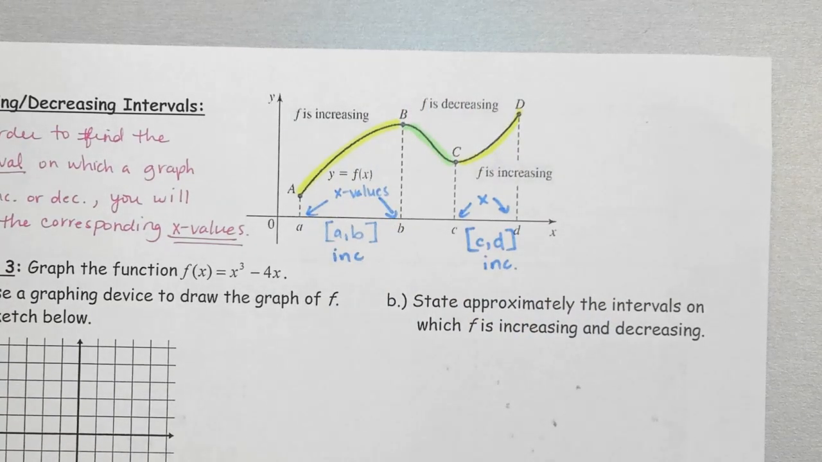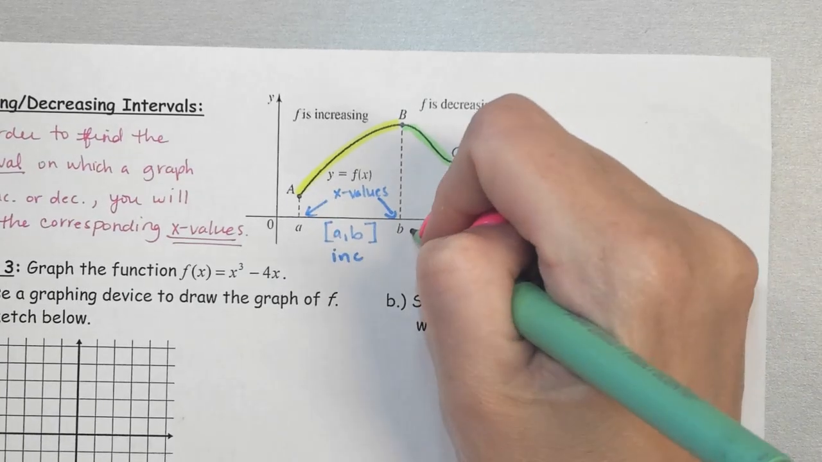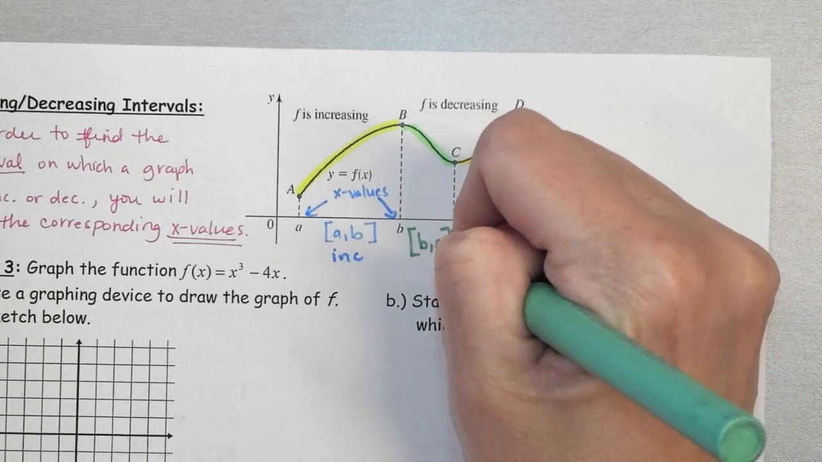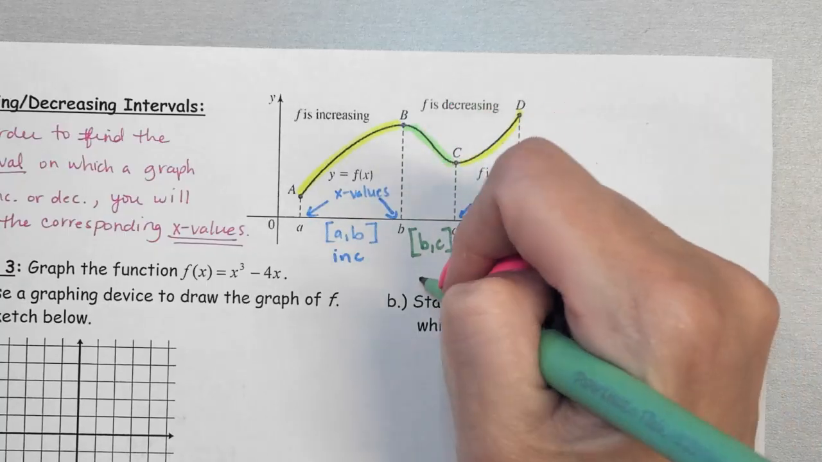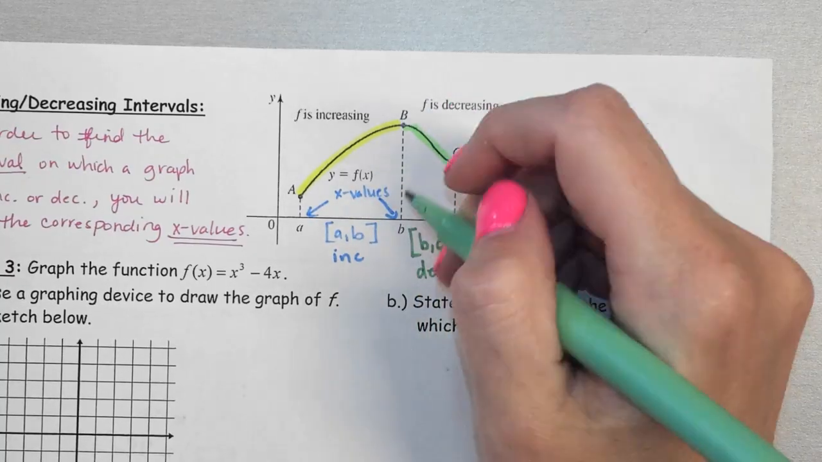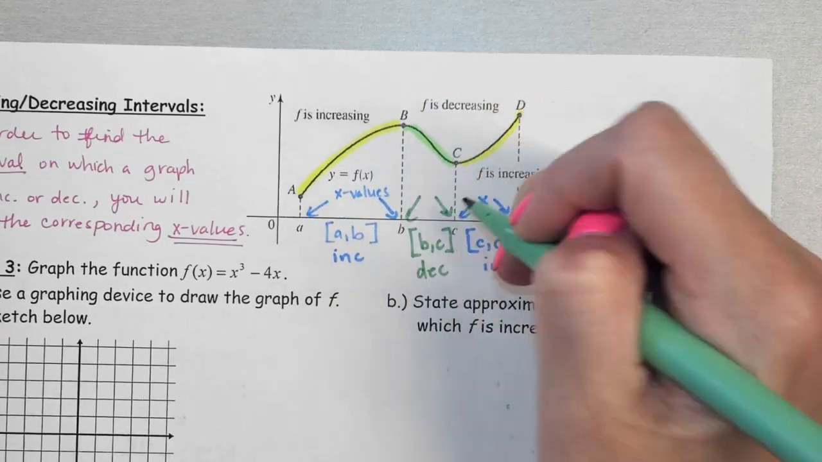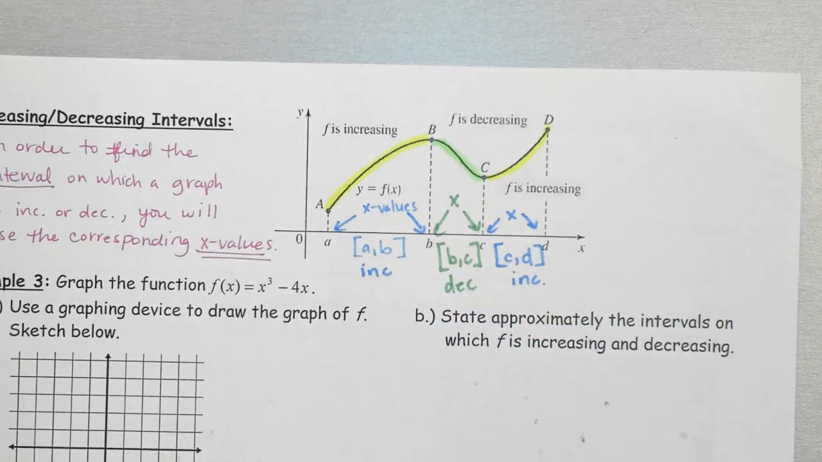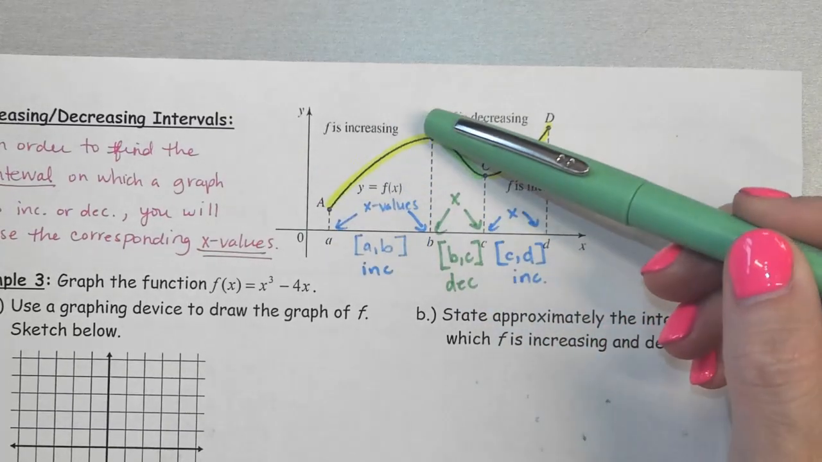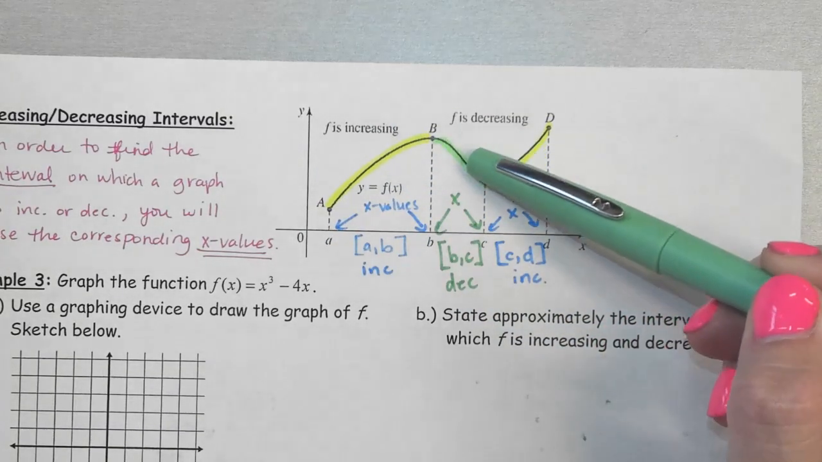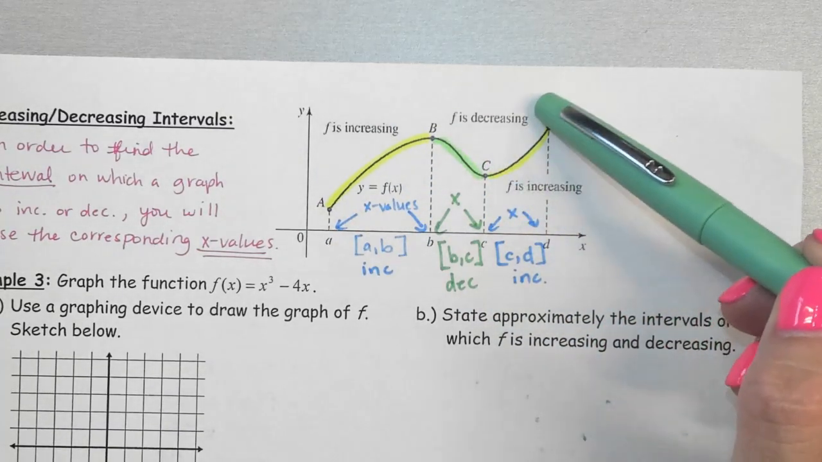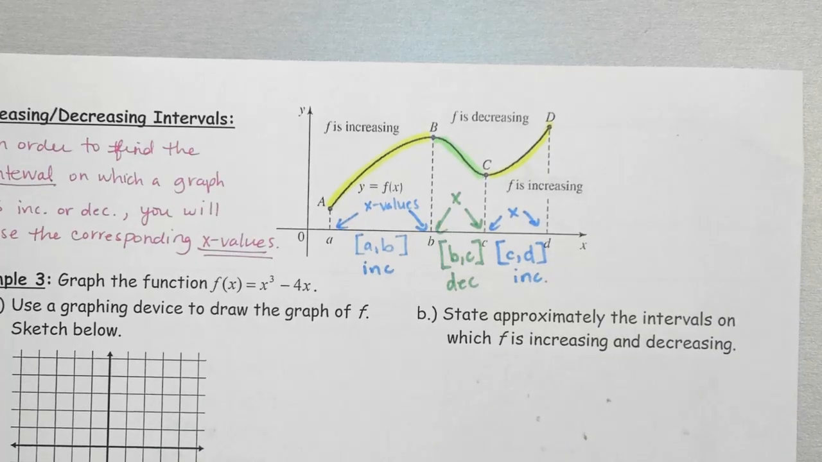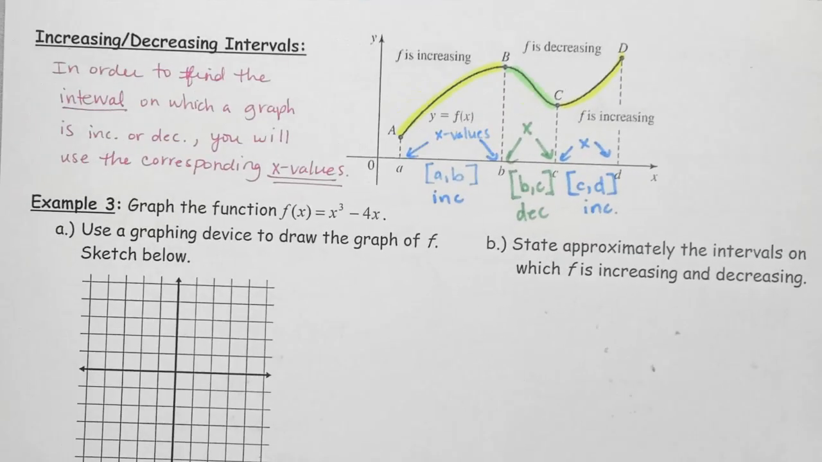Okay, when it is decreasing, we're going to use these values, B to C. And again, it's always these x values. So you are going to have some overlap there. It's going to go all the way up to this point, and that's when it starts decreasing. And then it's going to start increasing again. Okay, so with your brackets, there is going to be overlapping at those points.